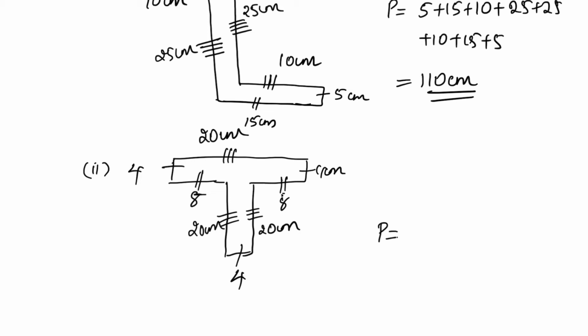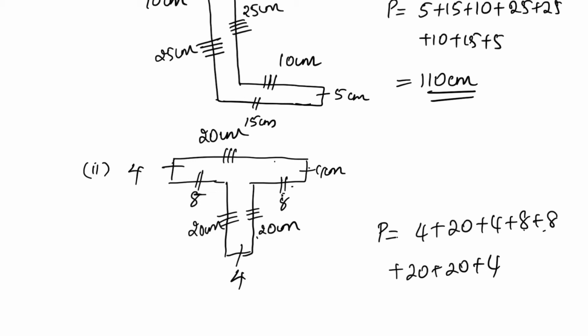Perimeter will be equal to 4 plus 20 plus 4 plus 8 plus 8 plus 20 plus 20 plus 4. Adding them, you will get 60, 76 plus 4, 80, 88 will be your answer. Okay. You will get 88 centimeter. Hope it's clear, children. Let us write down the value.